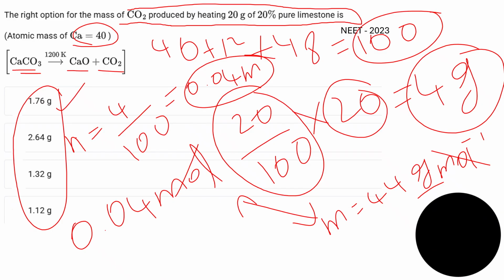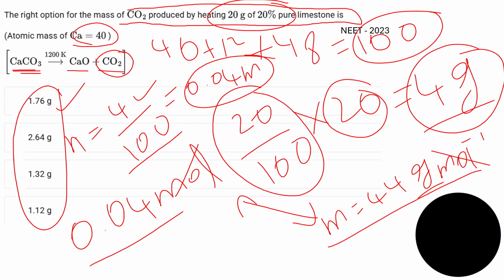The only twist is 20 gram of 20%. This is the only twist. Okay, just think, 20% of 20 is what? 4 gram. This 4 gram of calcium carbonate is reacted, or else it is heated. So the given weight of calcium carbonate is 4. Molecular weight of calcium carbonate is 100. Divide, we will get the moles. Then for carbon dioxide, multiply the carbon dioxide moles by their molecular weight. Use just a unit conversion, you will get the answer in grams. That's it.